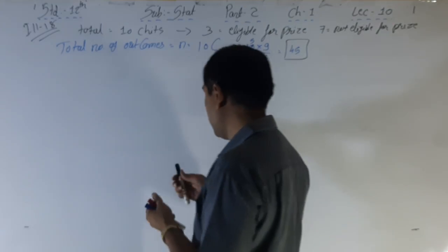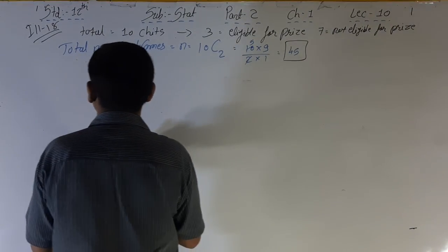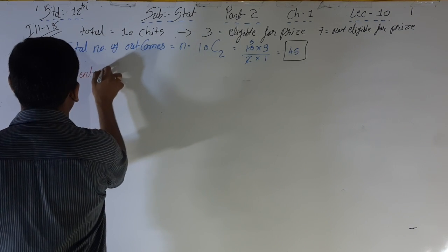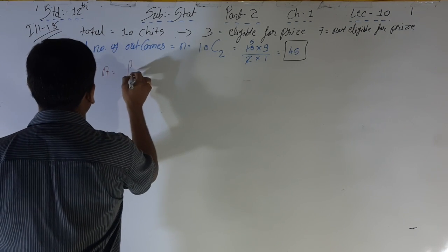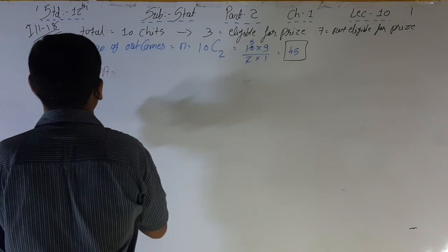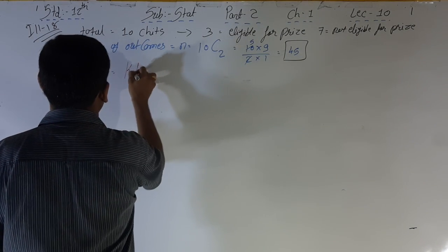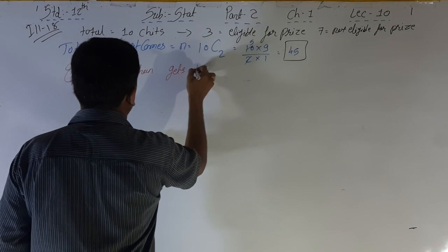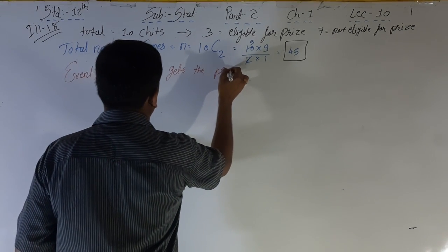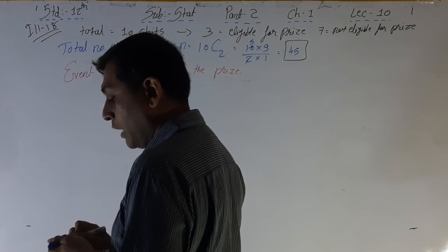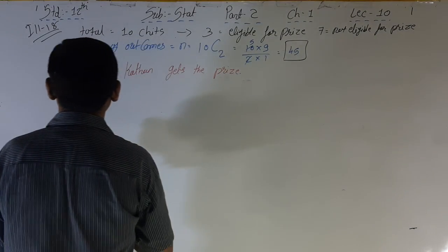Okay, so see, event A: Kathan gets the prize. So the total outcome, or you can say favorable outcome.